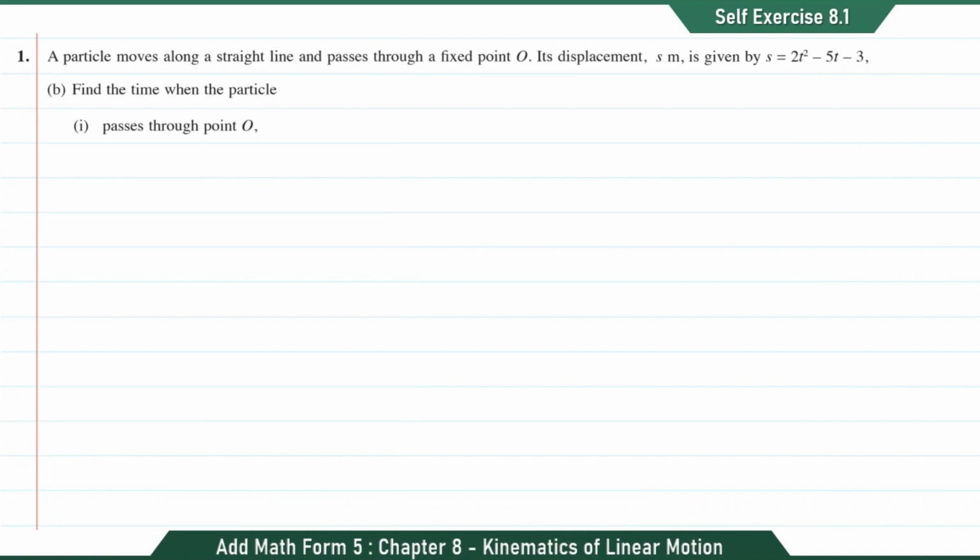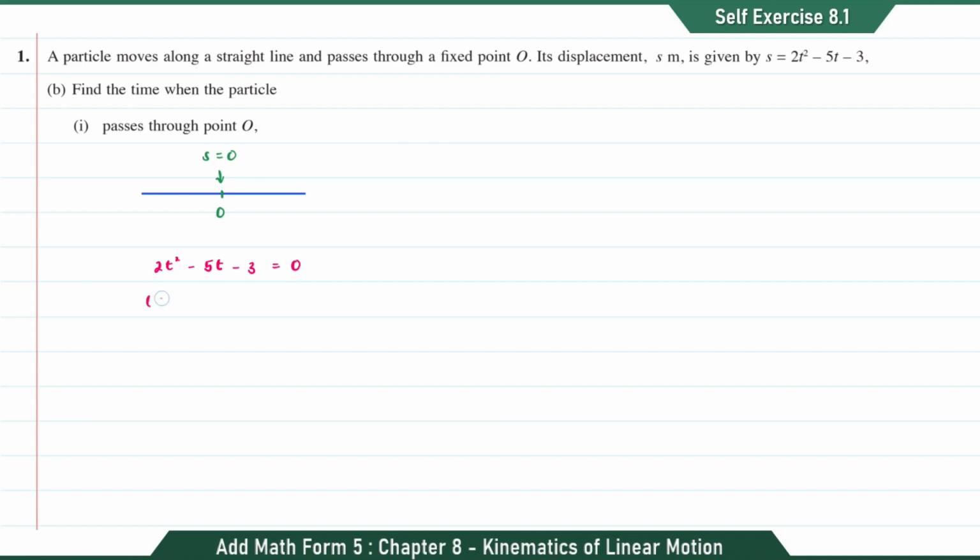Question B. Find the time when the particle, number 1, passes through point O. So when the particle is at point O, the displacement s is equal to 0. So to find the time, it will be 2t squared minus 5t minus 3 equals 0. As this is a quadratic equation, to solve this, we're going to use the factorization method.